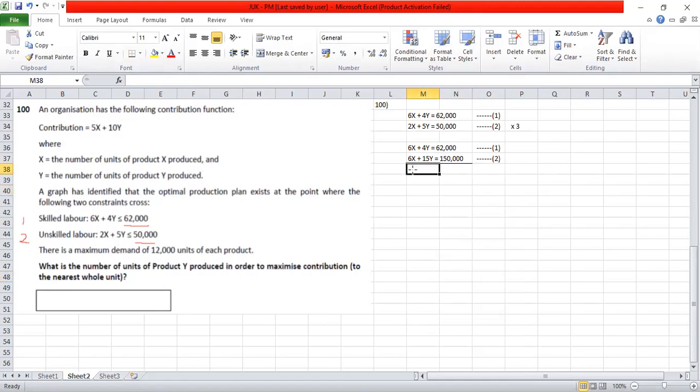So when we change the sign of x, 6x and 6x gets cancelled.